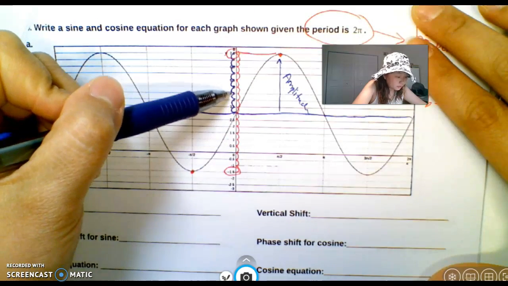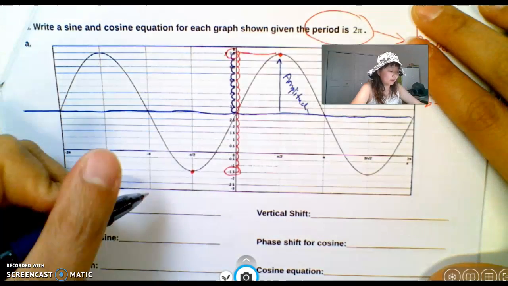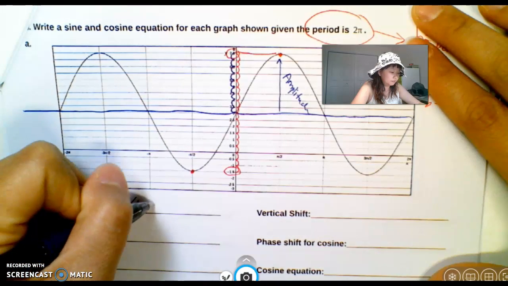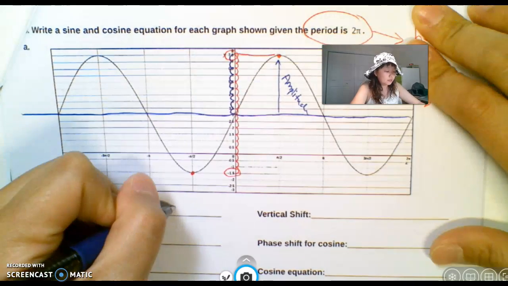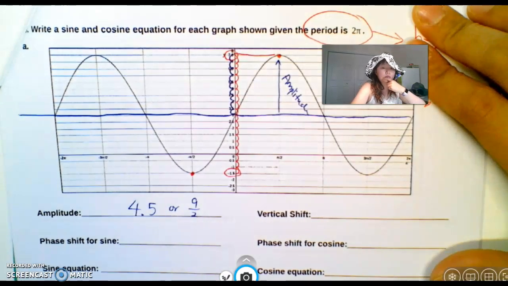3. 1, 2, 3, 4.5, right? 4.5. If you want to say 9/2, that's fine too.